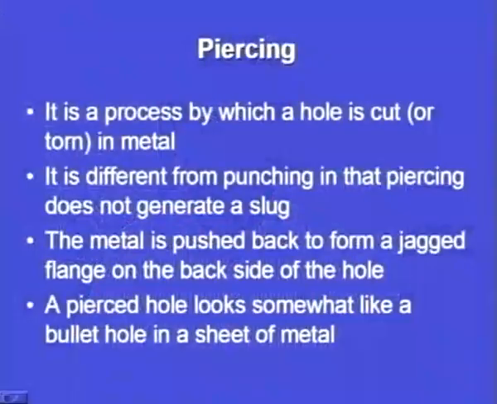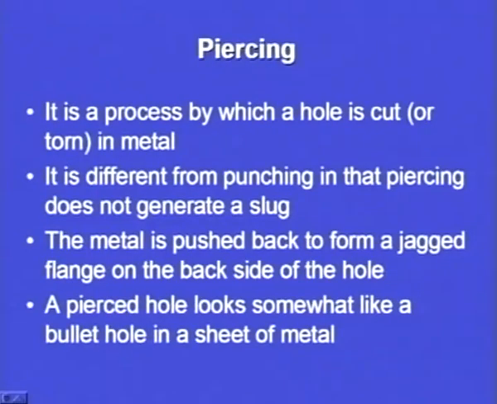The metal is pushed back to form a jagged flange on the back side of the hole. So, a jagged flange will be formed on the back side of the hole. The slug will not be formed in case of the piercing operation. So, how will the pierced hole look?